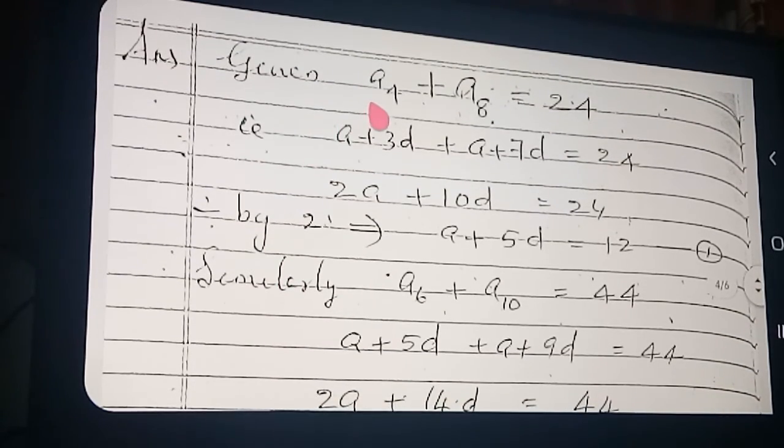See here. A4. What is the formula for A4? A plus 3D. And what is the formula for A8? A plus 7D. The sum of the 4th term and 8th term is 24. Same as what is given in the question, we made it an equation only, nothing else. A plus 3D, the 4th term, plus A plus 7D, the 8th term, is equal to 24. So A plus A, how much coming? 2A. 3D plus 7D, how much coming? 10D is equal to 24.